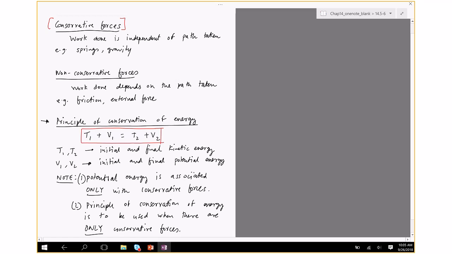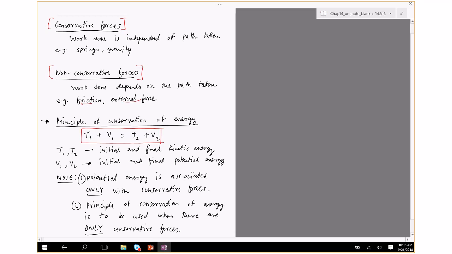Another example is a spring. The work done depends on the initial and the final position. It doesn't depend on how you stretch it, how fast you stretch it, or how slow you stretch it. Non-conservative forces are forces in which the work done depends on the path taken. An example is friction. If you move an object from point A to point B in a zigzag fashion, it's going to be a different work compared to moving in a straight fashion, because the work done depends on the path taken. Right?